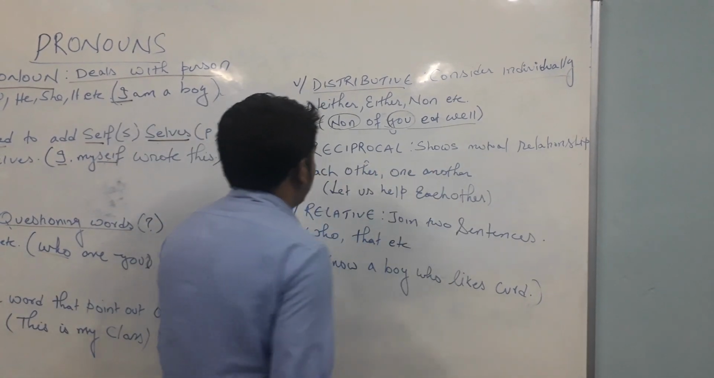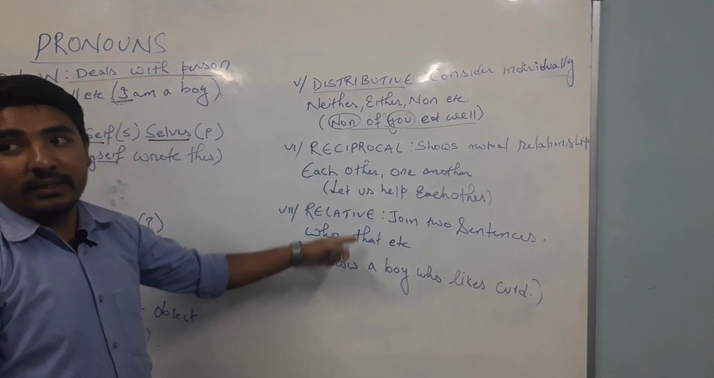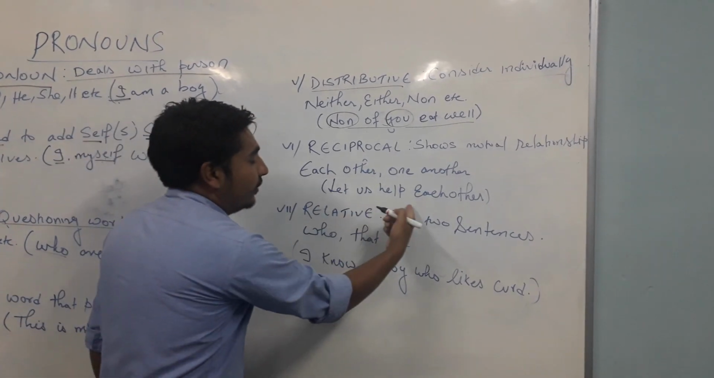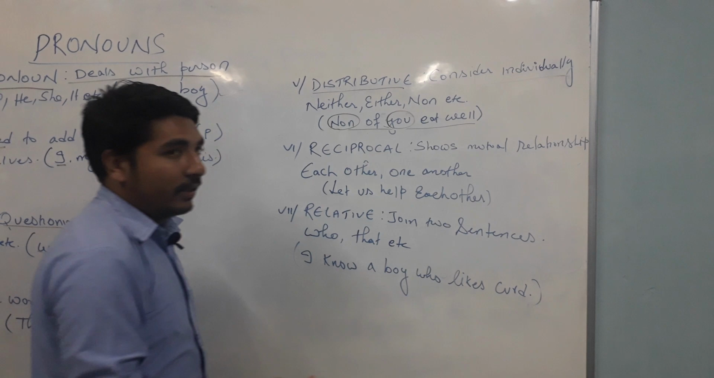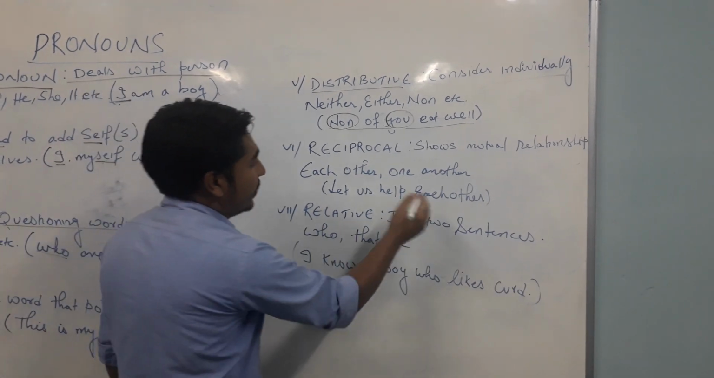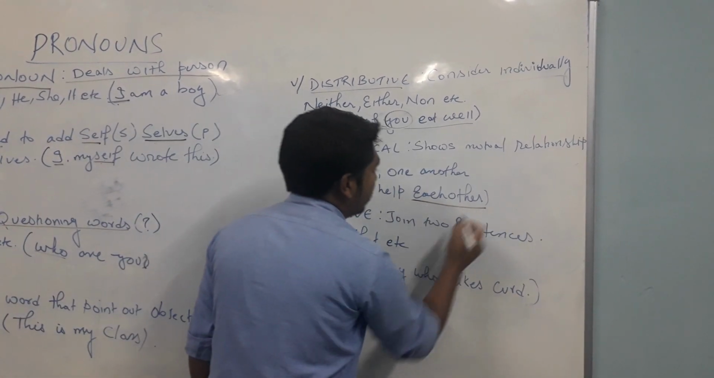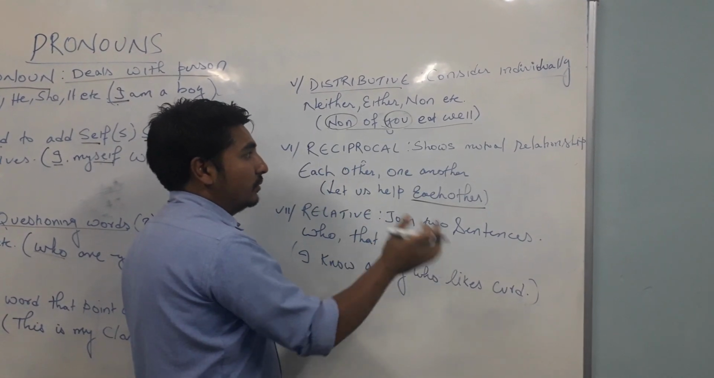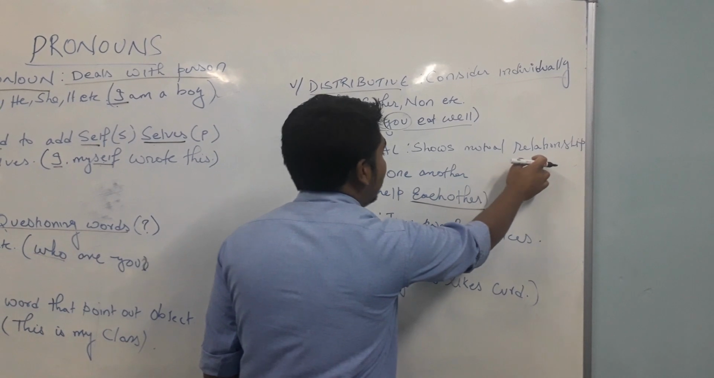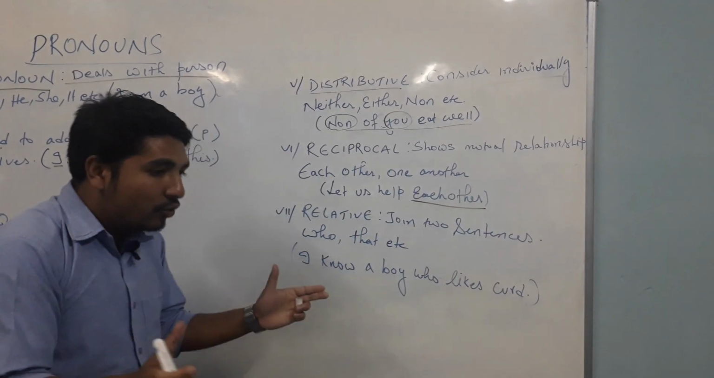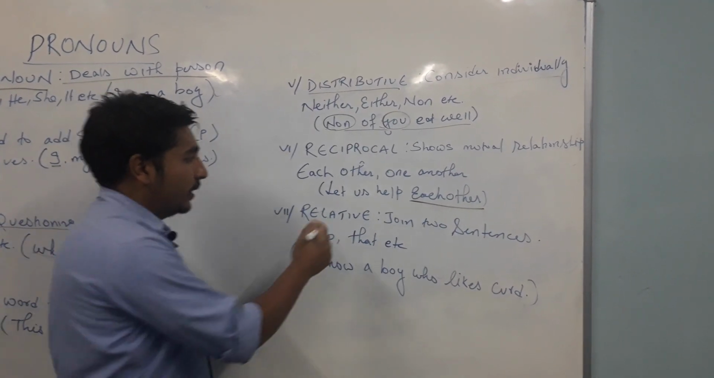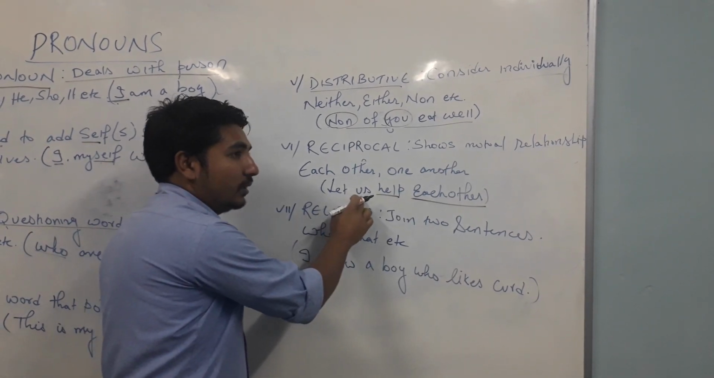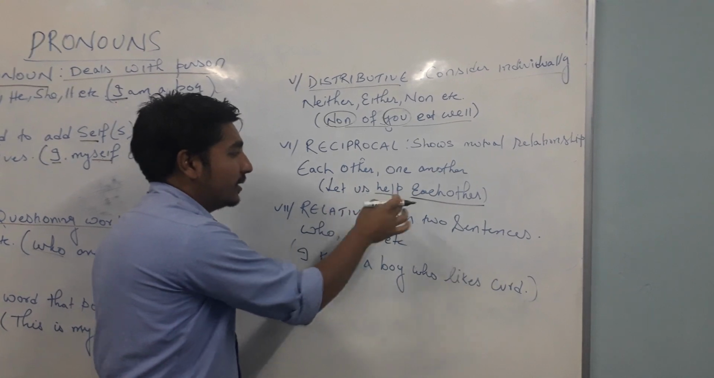Reciprocal. Now reciprocal also, let us see first the sentence here. Let us help each other. Let us help each other. You can see here, each other. A reciprocal pronoun shows a mutual relationship in two. Help is common in two. Let us help each other.